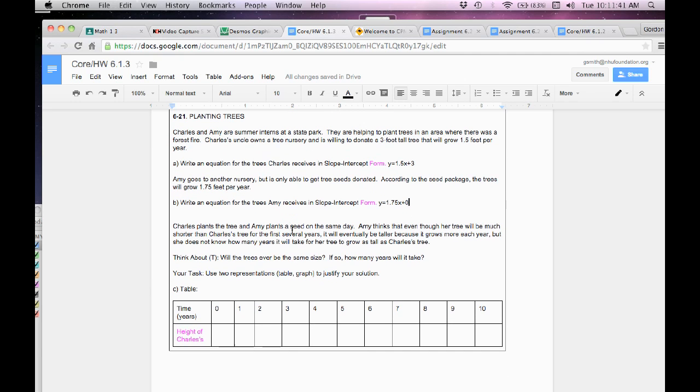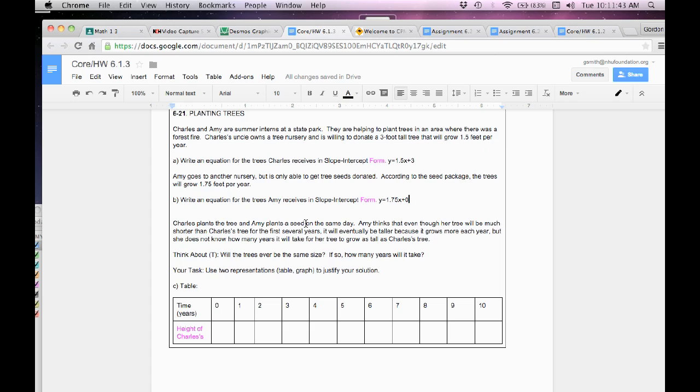Charles plants the tree, and Amy plants the seed on the same day. Amy thinks that even though her tree will be much shorter than Charles's tree for the first several years, it will eventually be taller because it grows more each year. But she does not know how many years it will take for her tree to grow as tall as Charles's tree. So here it says, just think about it. Will the trees ever be the same size?